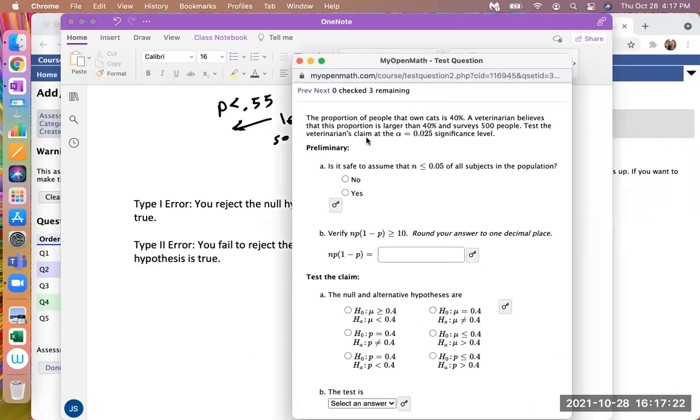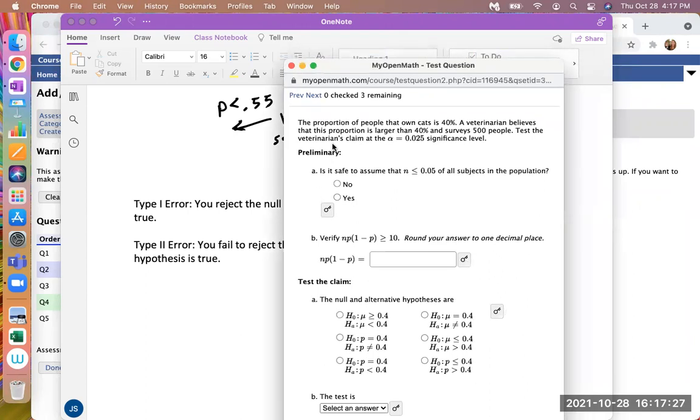It says the proportion of people who own cats is 40%. A veterinarian believes this proportion is larger than 40% and surveys 500 people.